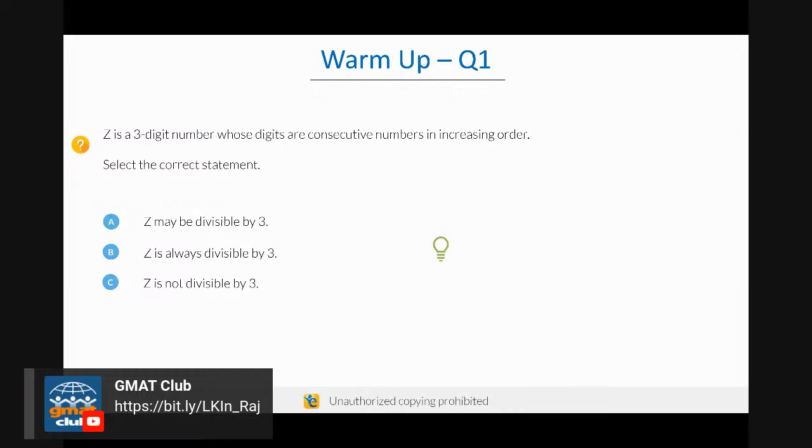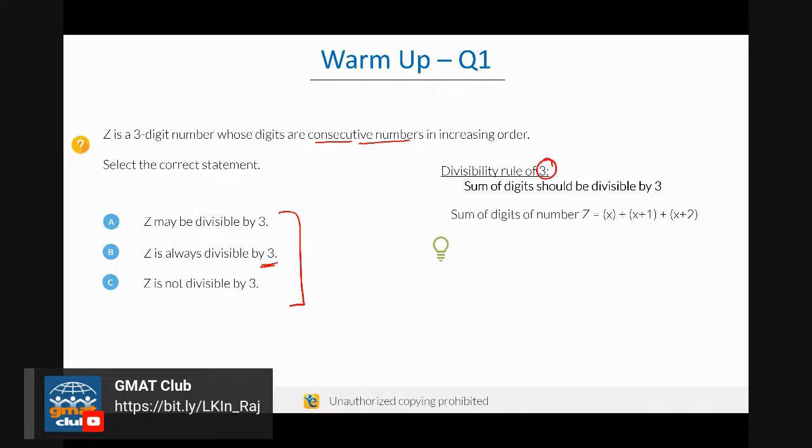So essentially what this question says is Z is a 3-digit number whose digits are consecutive integers. That's the key piece over here. We've got to figure out which of these statements is correct. When you look at these statements, all of these are about 3, so we talk about the divisibility rule for 3. What is the divisibility rule for 3? The sum of digits should be divisible by 3.